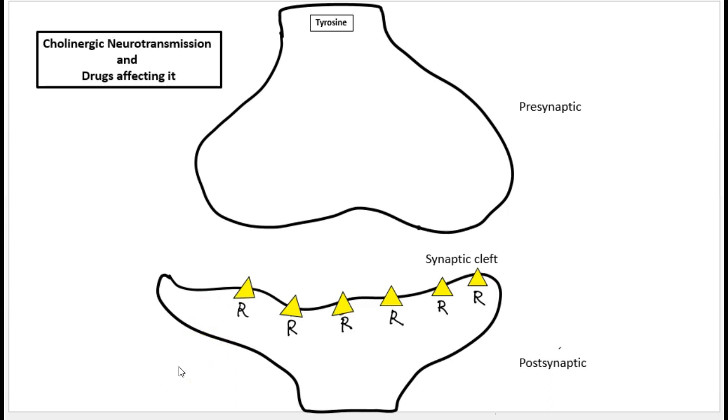Now catecholamines are synthesized from an amino acid called tyrosine. Tyrosine is acted on by tyrosine hydroxylase, which converts tyrosine to L-dopa. Then this L-dopa is converted to dopamine with the help of another enzyme called dopa decarboxylase. Dopa decarboxylase is available at both sites, that is in the periphery as well as in the brain.